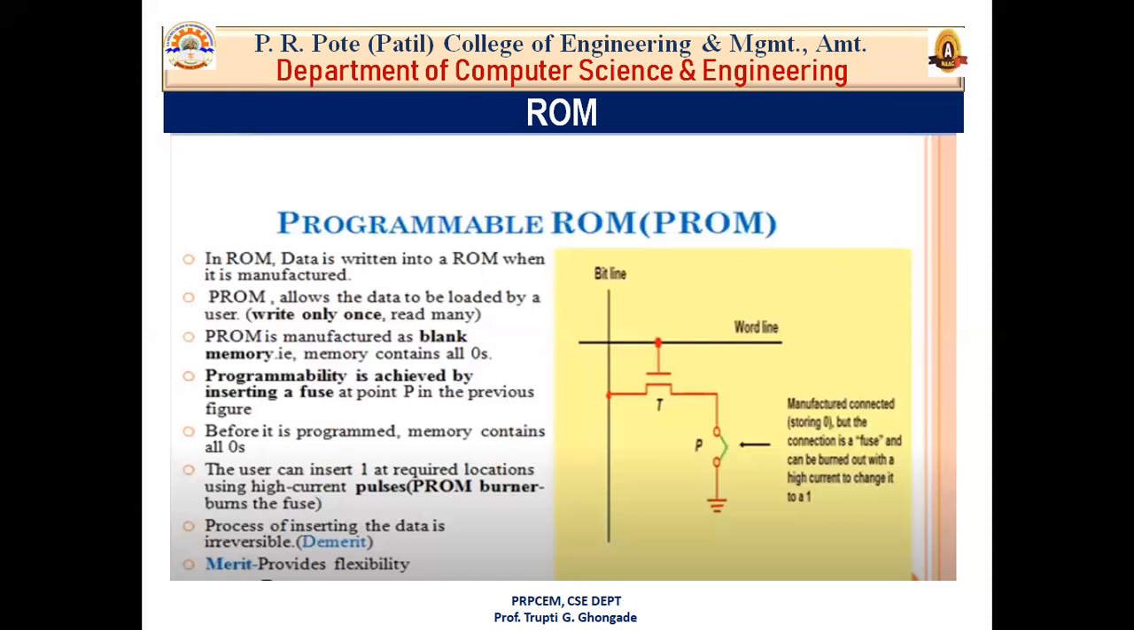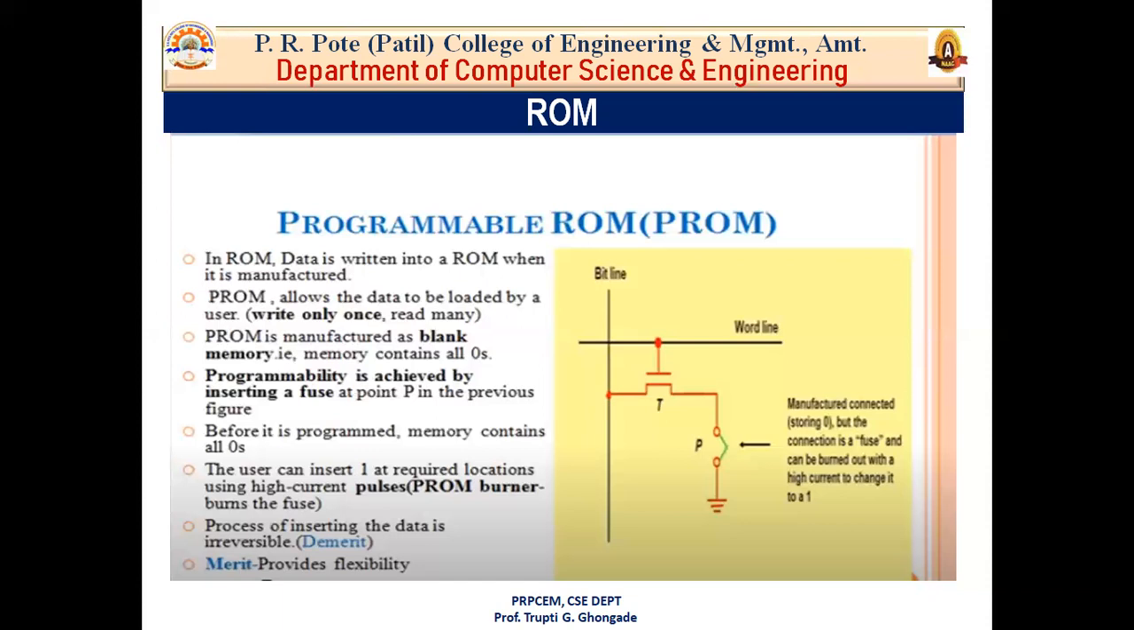Then what are the merits? The merits are that it provides flexibility, that is, it is manufactured as a blank memory, but the user can insert data in a PROM cell. That means the user can insert a value 1 in a PROM cell. But that can also be inserted only once. That is the restriction of programmable read-only memory. Another merit is that it has a faster response, so you can read from this PROM cell in a very quick way, and it is less expensive.